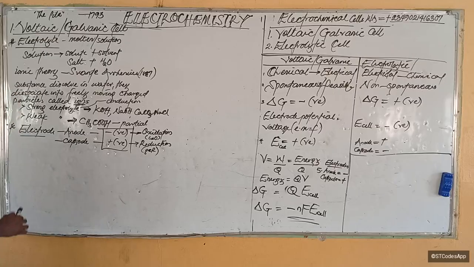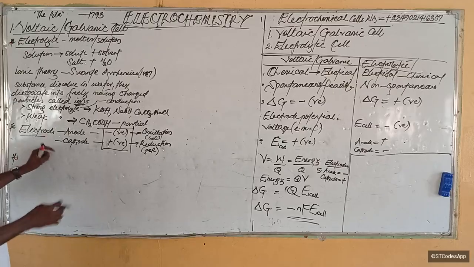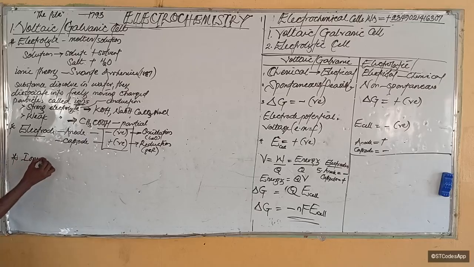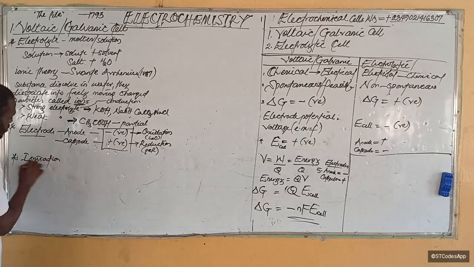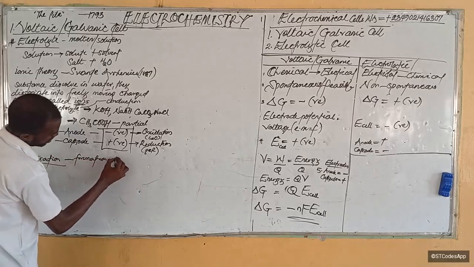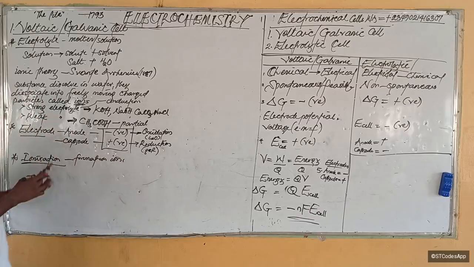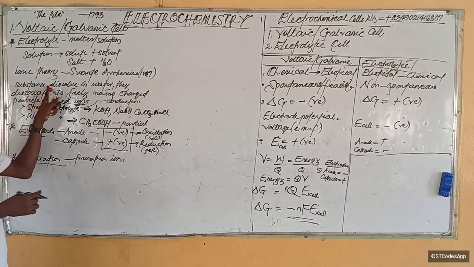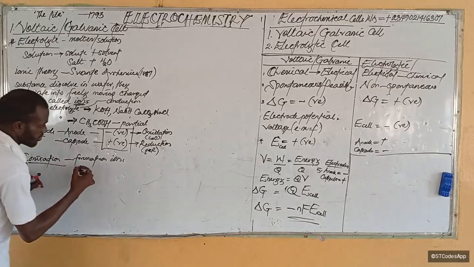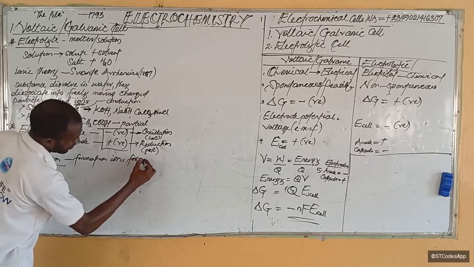Is that okay? Now, we know electrolytes, and we know electrodes. The other thing you should know is ionization. Of course, according to ionic theory, that is just the formation of ions. Is that okay? Formation of ions, and there are types of ions. So this ionization follows what? The ionic theory. Okay? Formation of ions following ionic theory.